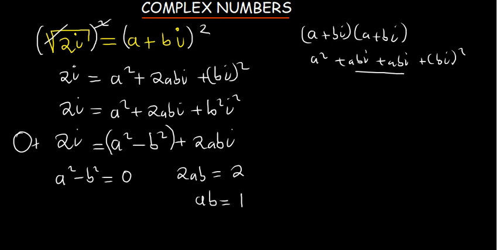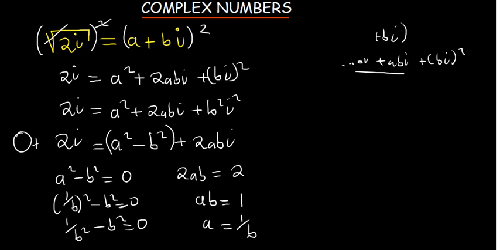Make any of them, either a or b, subject of the formula. So if we make a the subject, we are going to have 1 over b. If we get this now, we're going to come in this equation. Where there is a, we are going to put 1 over b. So this one, if I expand now, we're going to have 1 over b squared minus b squared being equal to 0.